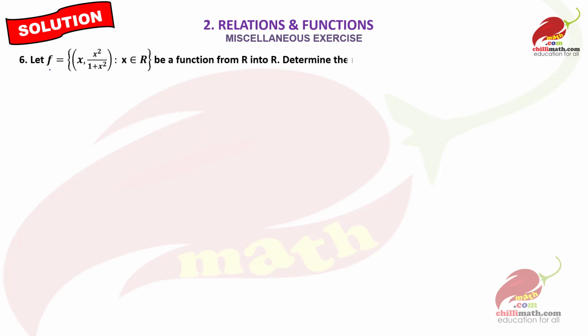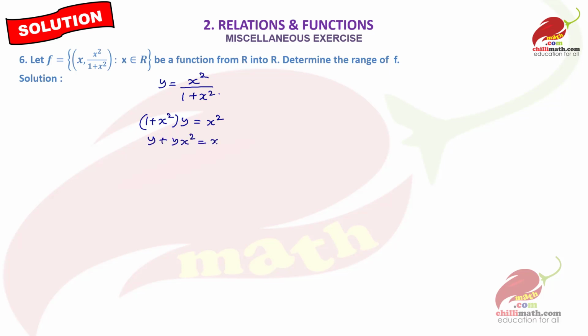Sixth question is, let f equal x comma x square over 1 plus x square, x belongs to real, be a function from R to R. Determine the range of f. Okay. We need to find range. So let y equal x square over 1 plus x square. Let us write x in terms of y. So this is 1 plus x square into y is equal to x square. y plus y x square equal to x square.